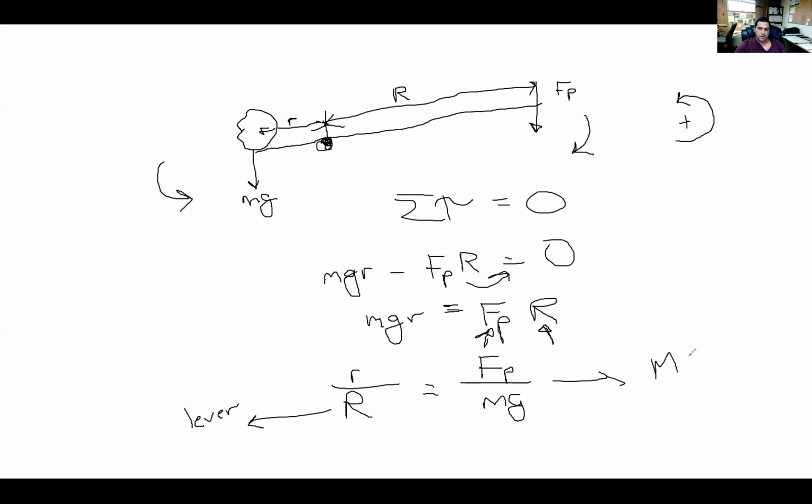This is something called mechanical advantage.